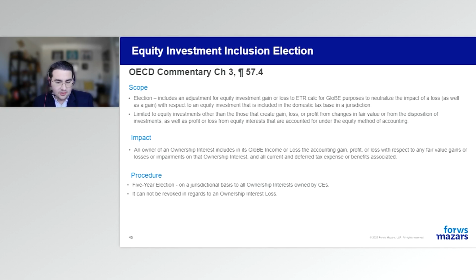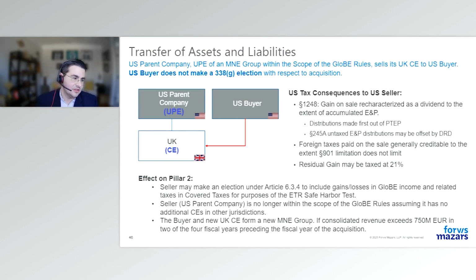So the procedure for this, and in the interest of time, we'll go through this here and then go to the last polling question. It's a 5-year election, and it applies on a jurisdictional basis to all ownership interests owned by the constituent entity. And once it's done, it cannot be revoked in regards to an ownership interest lost. So let's go through a quick example, and then we'll do the last polling question. Let's say I've got a U.S. parent company that owns a UK CFC, a constituent entity, and a U.S. buyer comes in and wants to purchase the UK constituent entity.